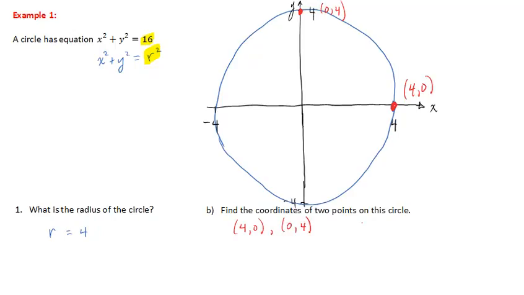Can anybody else give us another point on this circle? Just shout it out real loud because we're recording a video. 0, negative 4 is another one. That'd be down here at the bottom.